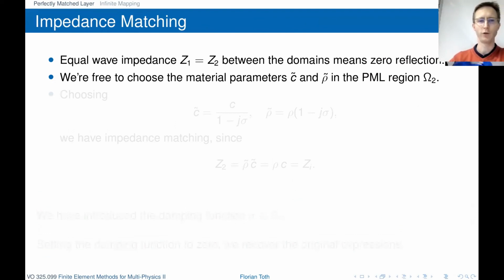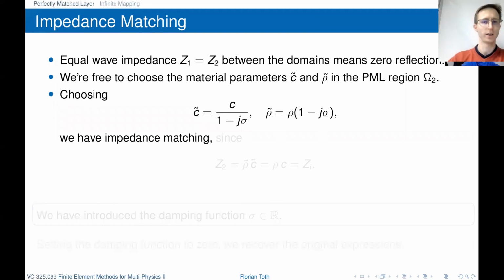And in fact, we are free to choose the material parameters c tilde and rho tilde in the perfectly matched layer region. Since this is an artificial region, we can do whatever we want that has numerically appropriate properties. And here is a choice that is suitable. We make them complex valued. We say the speed of sound in the PML layer is the speed of sound over 1 over j sigma, where j is the imaginary unit, and sigma is a damping function. And if we set the rho to this expression, we can clearly see we have impedance matching, since rho tilde times c tilde is rho times c, the original impedance of the domain 1.